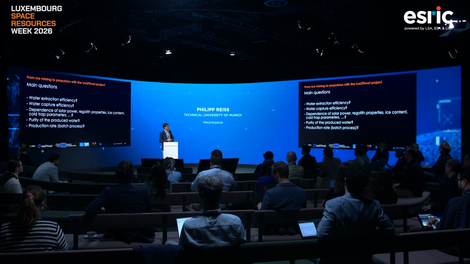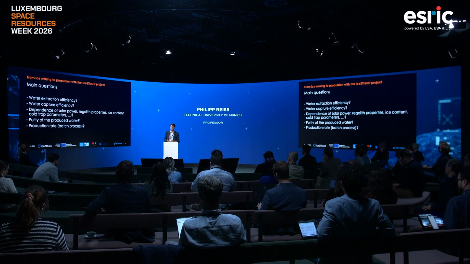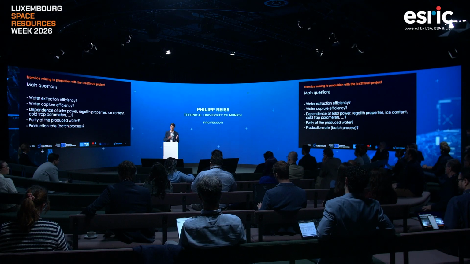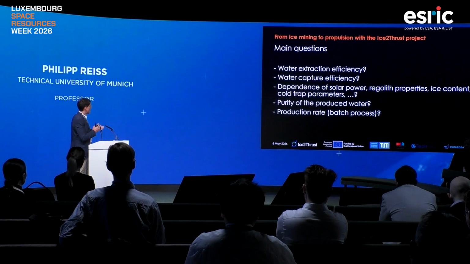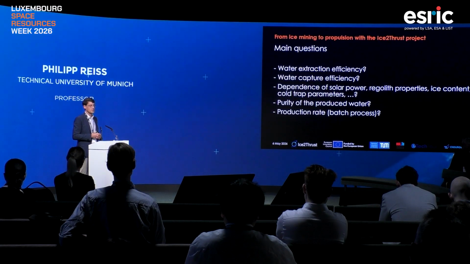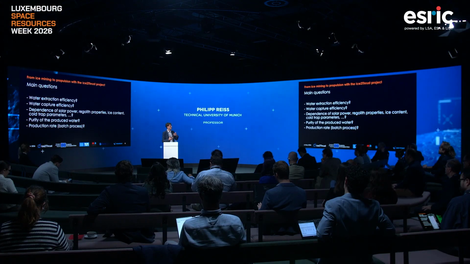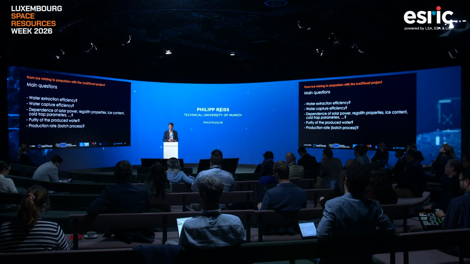The purity, of course, of the produced water is one of the main questions because the electrolysis cell has quite demanding requirements on the purity or the electric conductivity of the produced water. So we will analyze the produced water between the two steps of extraction and utilization. And then also, of course, with a perspective towards scaling up, we need to investigate the production rate. So while this is a batch process, we want to investigate how this can be transferred to a semi-continuous process to really provide a continuous supply of water for continuous refueling operations.